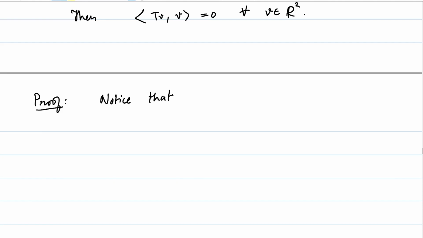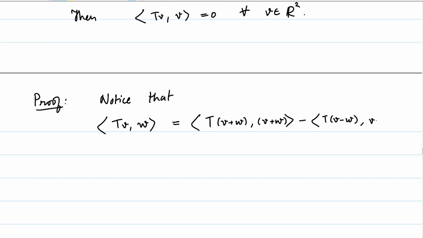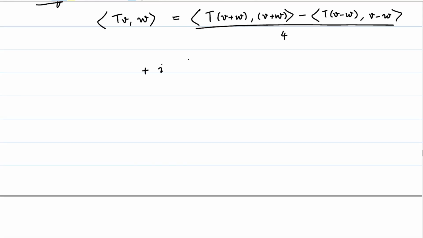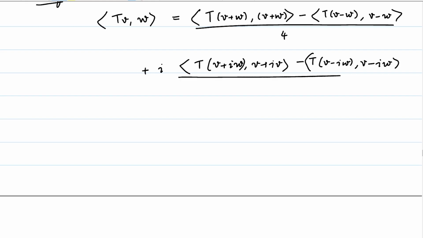Notice that it's your job to sit down and check the inner product of TV with W. This is equal to the inner product of T(V+W), V+W minus the inner product of T(V−W), V−W, the whole divided by 4, plus i times the inner product of T(V+iW), V+iW minus i times the inner product of T(V−iW), V−iW, the whole divided by 4.